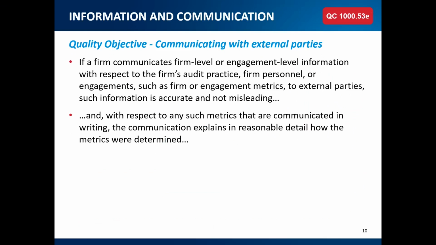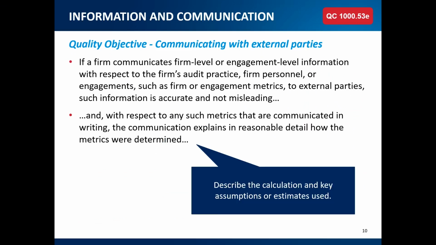The quality objective goes on to state that, with respect to any such metrics that are communicated in writing, the communication is required to explain in reasonable detail how the metrics were determined. The firm is required to explain how the metric was determined in reasonable detail. Generally, a description of the calculation will be appropriate, and to the extent that there are any key assumptions or estimates used in the inputs, these could also be explained. For example, in a staffing-related ratio, the firm may exclude certain professionals from the calculation or incorporate a full-time equivalent measurement when calculating headcount data. Such information would be relevant when explaining how the metric was determined.